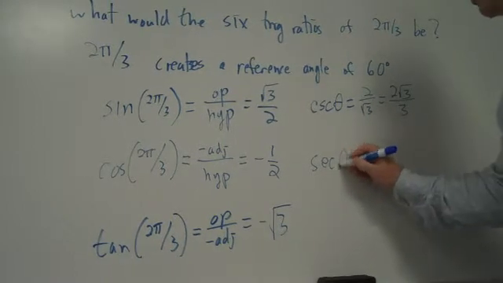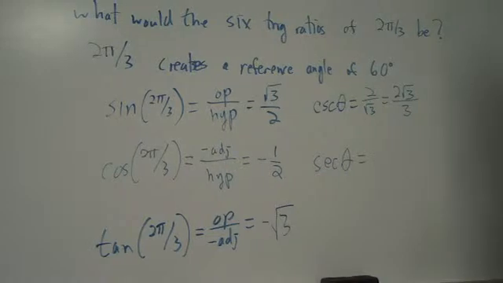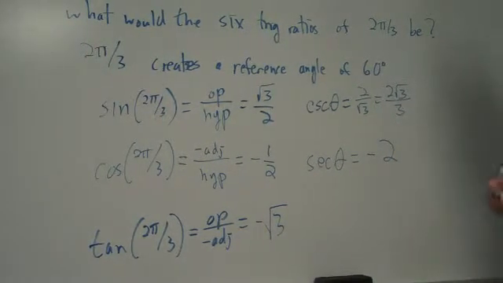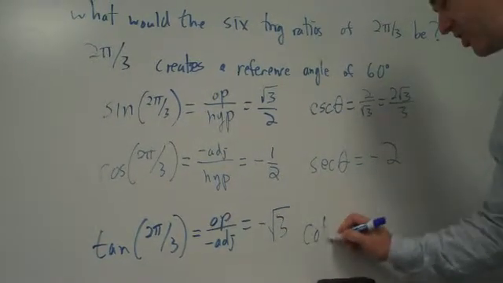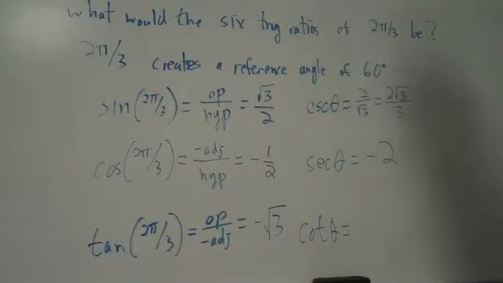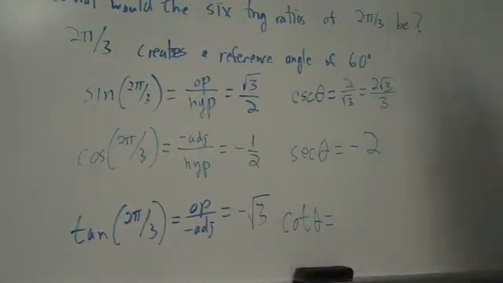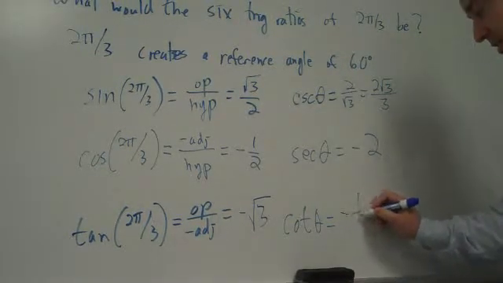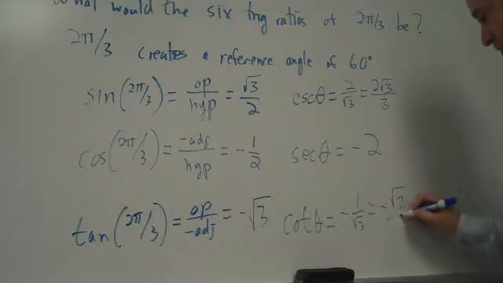The secant of theta, what's the reciprocal of negative 1/2? Negative 2 over 1, or just negative 2. And what is the reciprocal of the tangent, which we call the cotangent? I've got a negative root 3, so 1 over negative root 3. Negative 1 over root 3, or negative root 3 over 3.